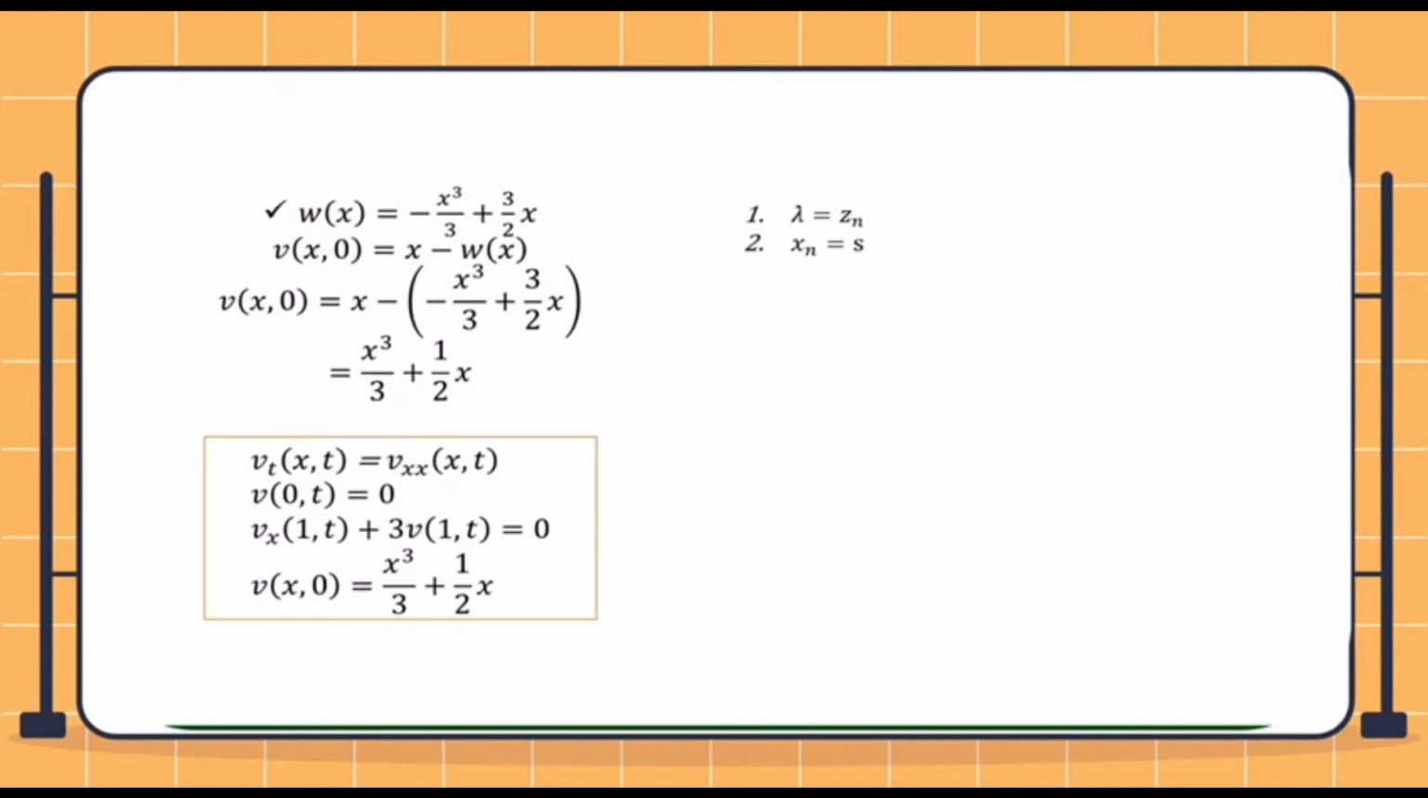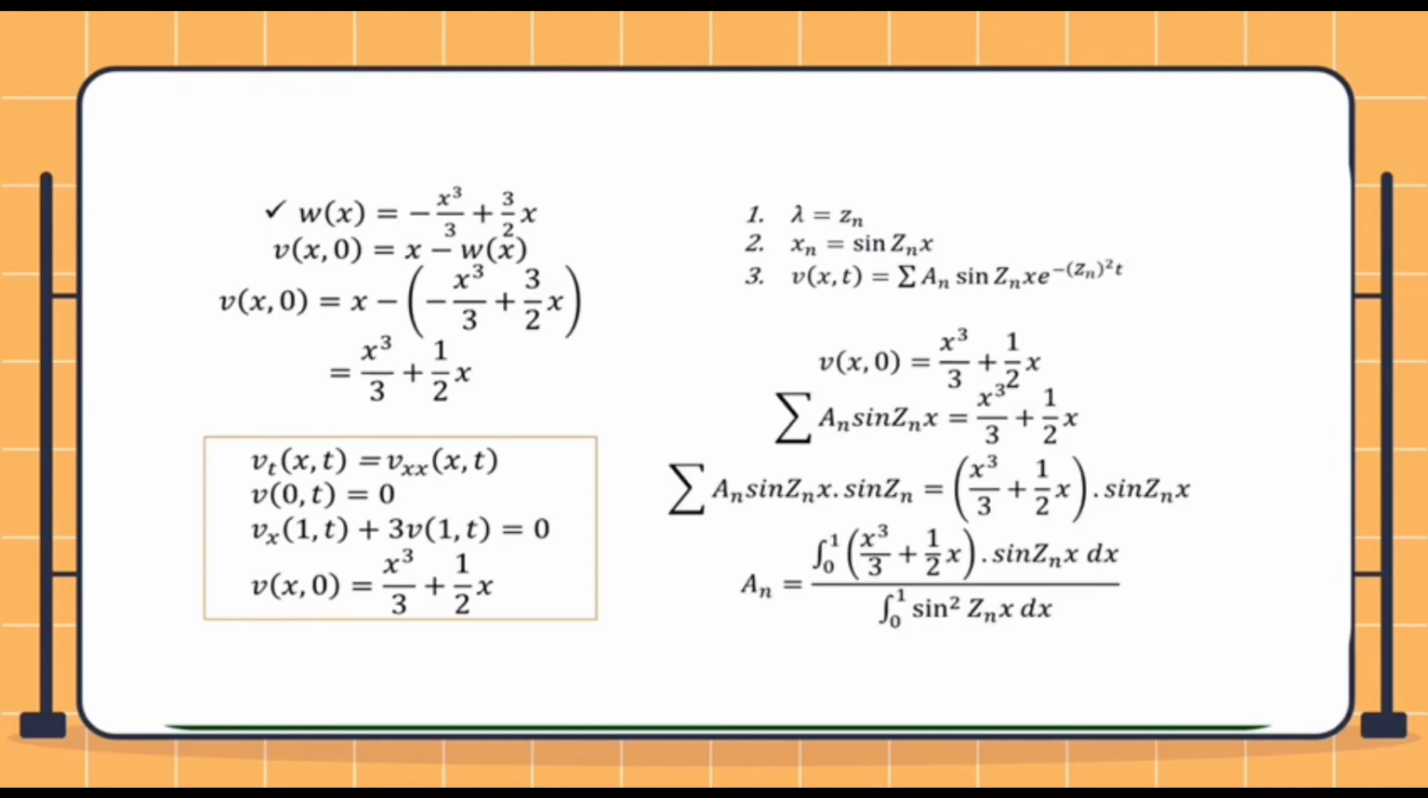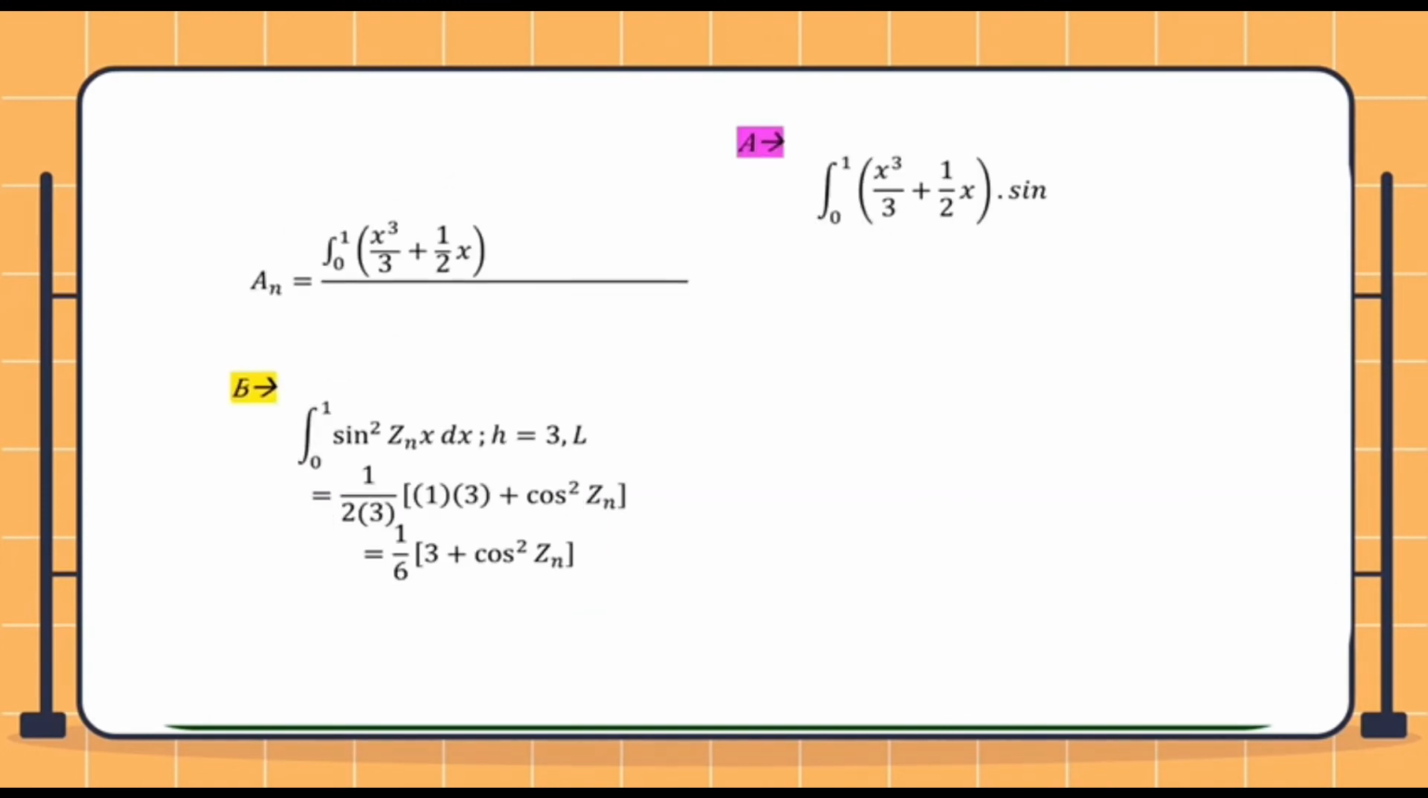Considering that in decomposition method, we can simply take the eigenvalue and eigenfunction that we have learned before. So, v(x,t) is equal to the summation of b_n times sin(z_n x) times exponential to the power of negative z_n squared t. By referring to our new PDE, substitute the v(x,t) with v(x,0). Here we get b_n equal to the integration from 0 to 1 of f(x), which is x cubed over 3 plus 1 over 2x, times sin(z_n x) dx, divided by the integration from 0 to 1 of sin squared (z_n x) dx. Next, from this, we're going to simply solve b_n in order to obtain v(x,t).